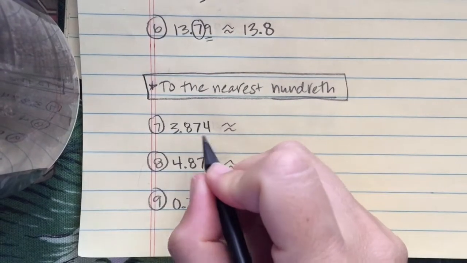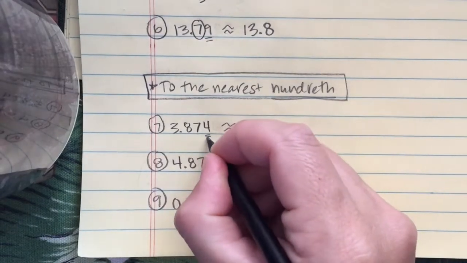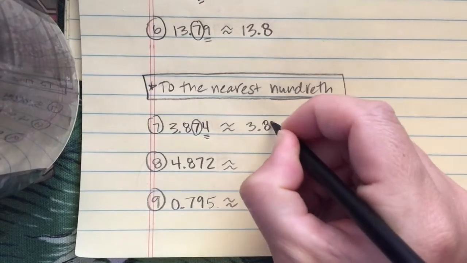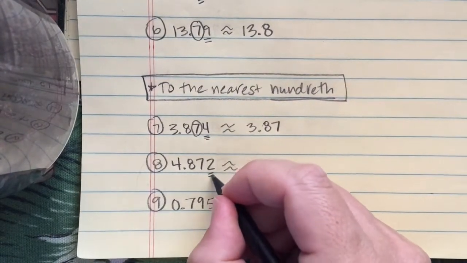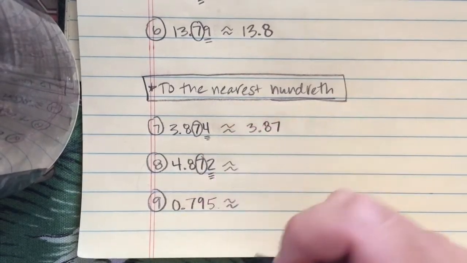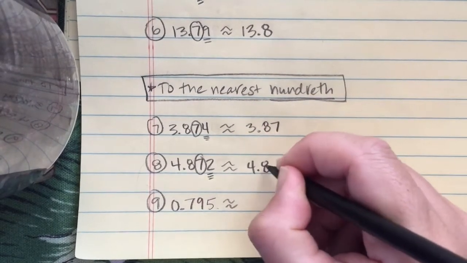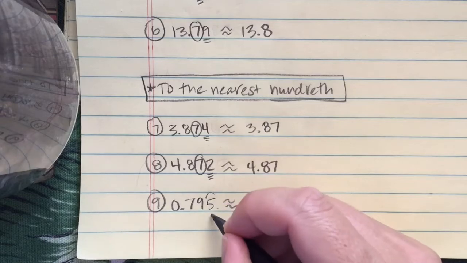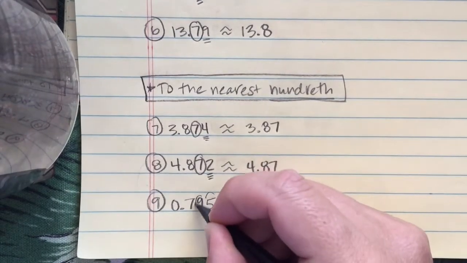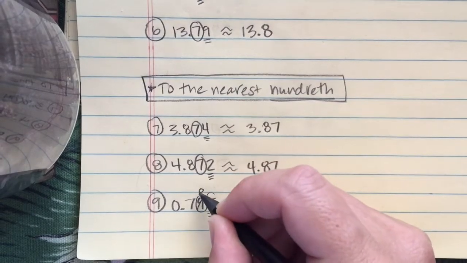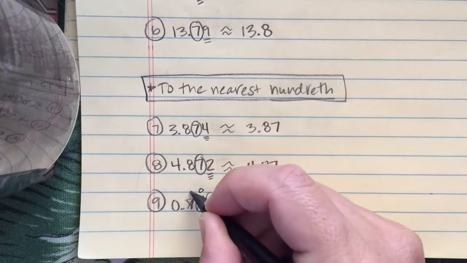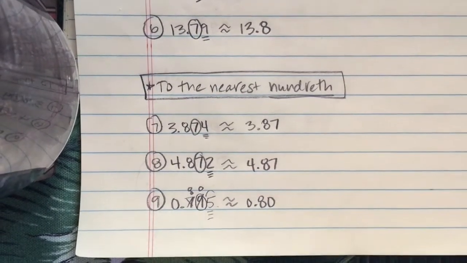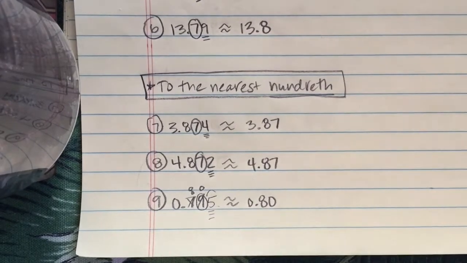All right, so looking at the nearest hundredth, the digit to the right is a 4. That means this is going to stay the same. Looking at this one, the digit is a 2. This number is also going to stay the same. And then if we look at this one, this is a 5. That means this is going to get bumped up to a 0. And if that gets bumped up to 0, then that needs to get bumped up to an 8. So this would be 0.80. Okay, so that's a quick mini lesson on rounding.